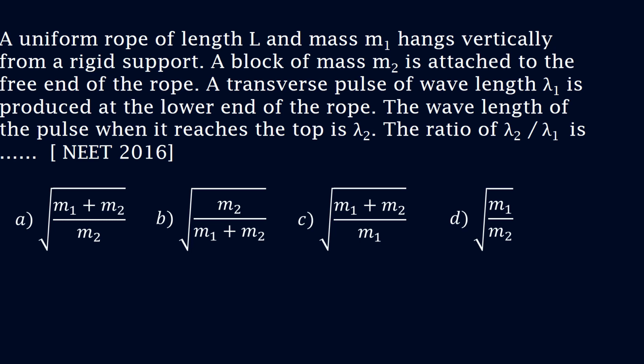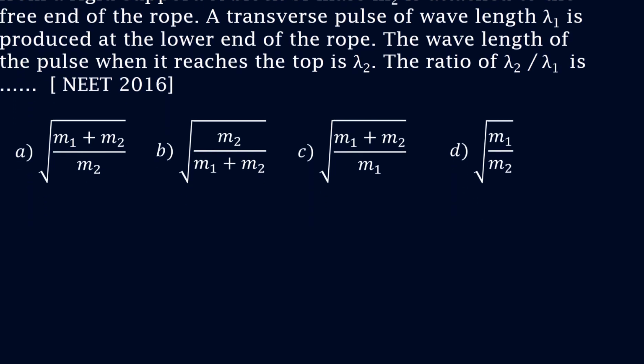This problem involves a uniform rope hanging vertically with a block attached at the free end. A transverse pulse is produced at the lower end, and the wavelength at the lower end is lambda 1, while at the upper end it is lambda 2. The task is to find the ratio of lambda 2 to lambda 1. It is a question from NEET 2016 and relates to the concept of wave propagation and wavelength change in a rope due to different tensions.